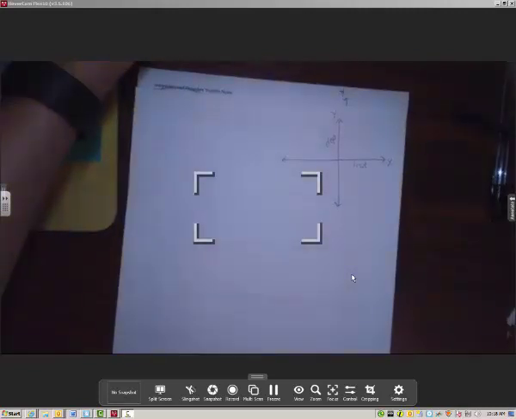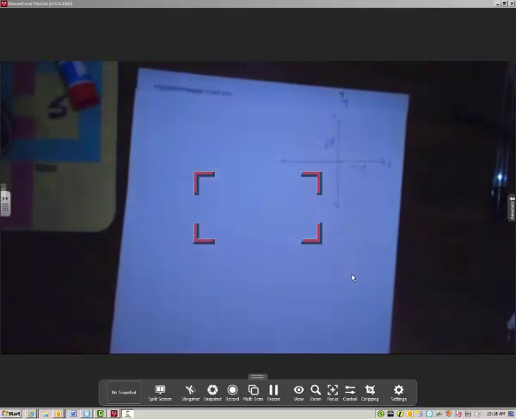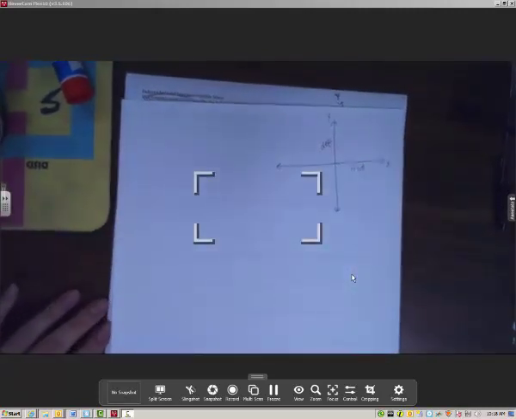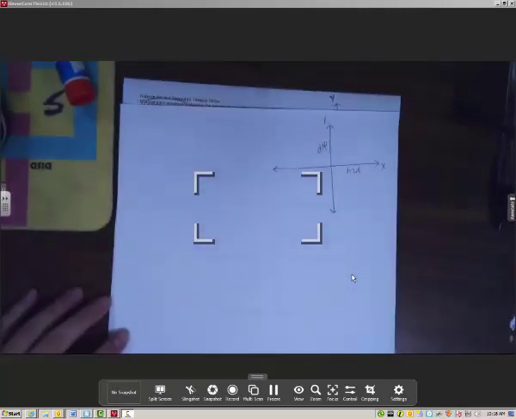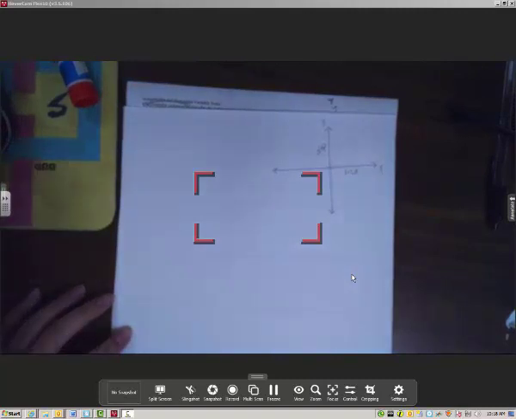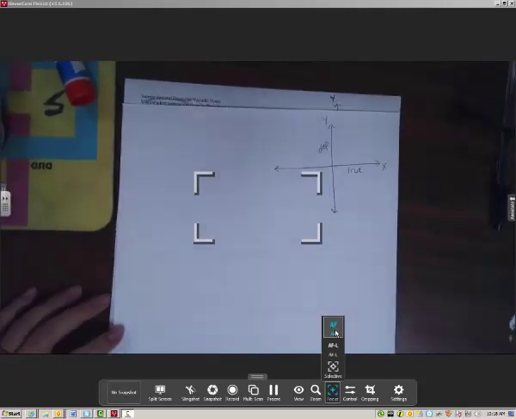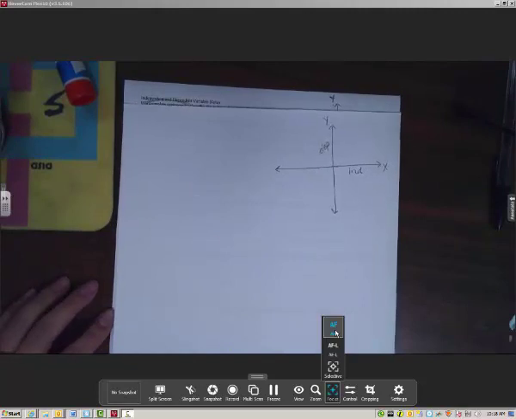Now, my document camera is going crazy. Let me try changing the light. Oh my goodness. Okay, there we go. Sorry about that.